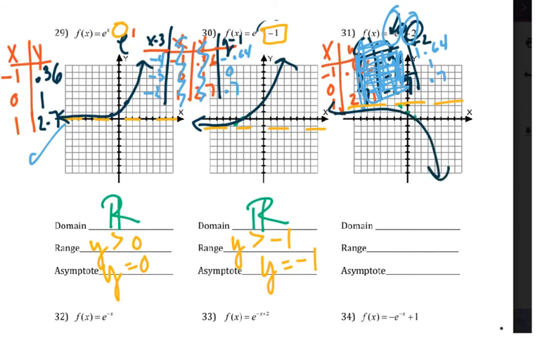Domain is always all real numbers. Asymptote is the number in the back. Range is everything lives below 2. Okay? Look for the second video to get through the rest of this worksheet.